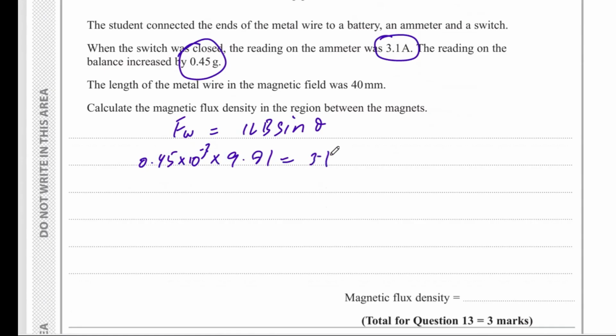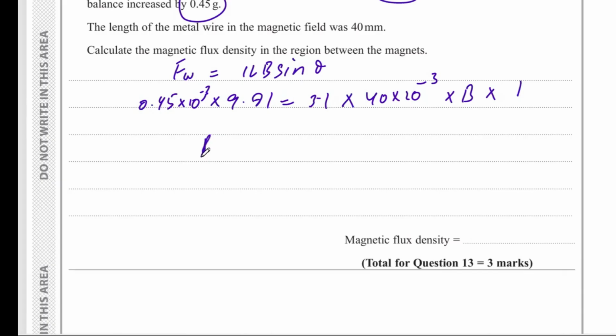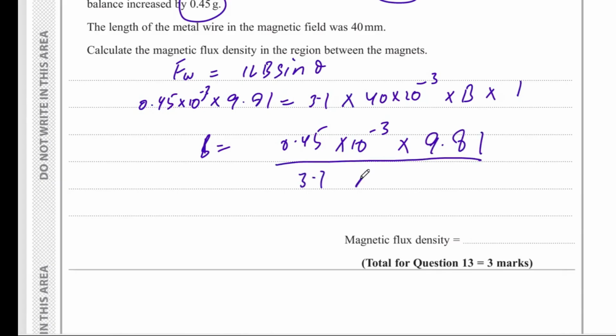That has to be 3.1, right? The length is 40 millimeters. Would you mind me writing 40 millimeters as 40 times 10 raised to the power of -3? Magnetic field strength is what we need to calculate, and sine theta has to be 1, right? So by just using this, B must be equal to 0.45 times 10 raised to the power of -3 times 9.81 divided by 3.1 times 40 times 10 raised to the power of -3.